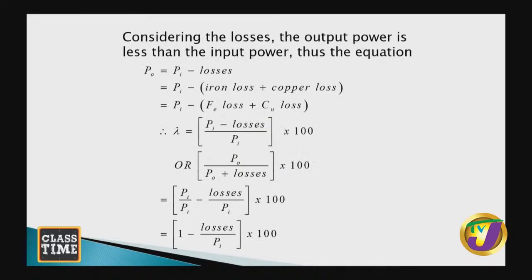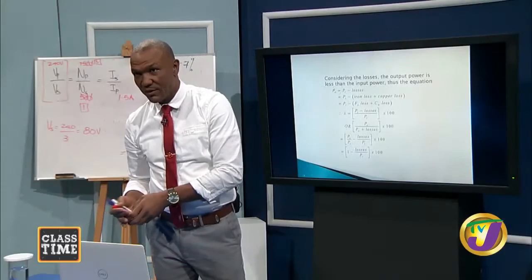Considering the losses, what were the losses we talked about? We talked about your I squared R loss, which is called your copper loss, or your core loss, which is called your iron loss. Considering these two losses, the output power is less than your input power, of course, because you put some stuff in and you lose some away along the way, you must get something less in practice, all right?